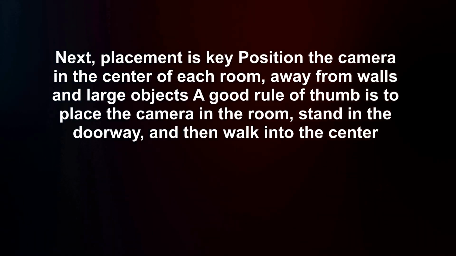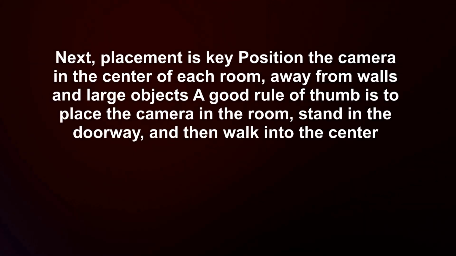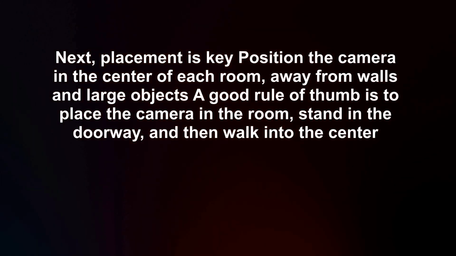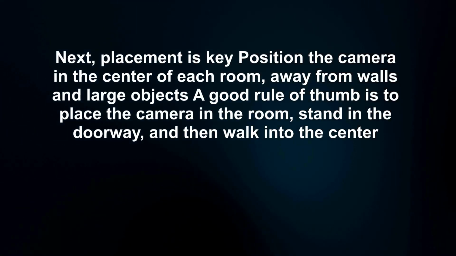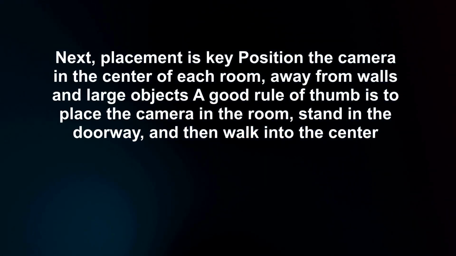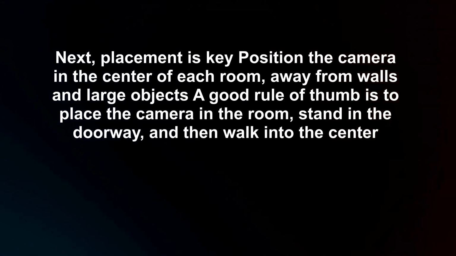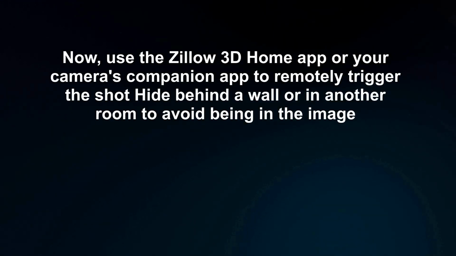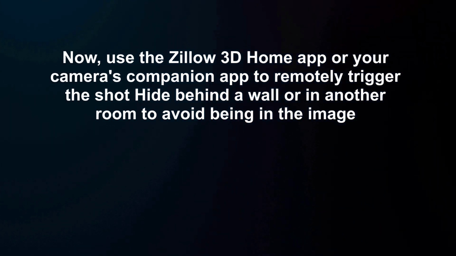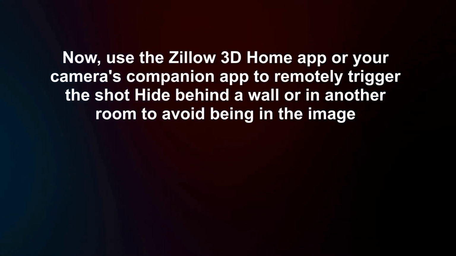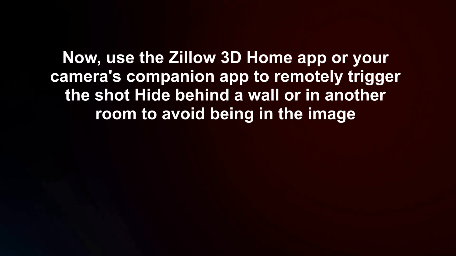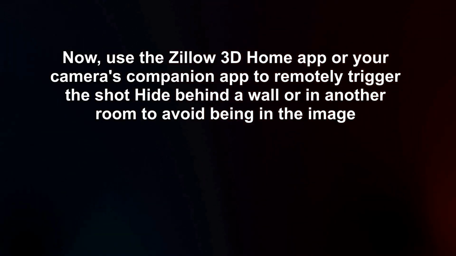Next, placement is key. Position the camera in the center of each room, away from walls and large objects. A good rule of thumb is to place the camera in the room, stand in the doorway, and then walk into the center. Now, use the Zillow 3D Home app or your camera's companion app to remotely trigger the shot. Hide behind a wall or in another room to avoid being in the image.